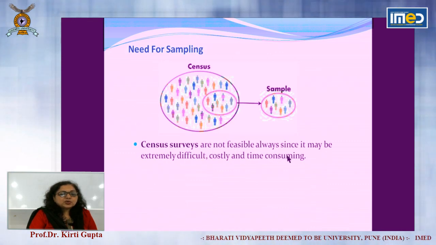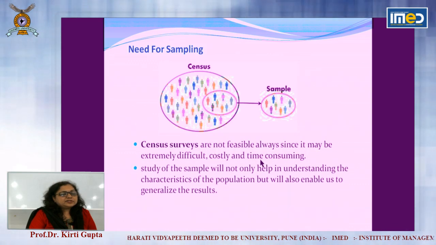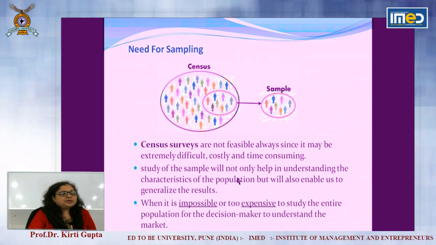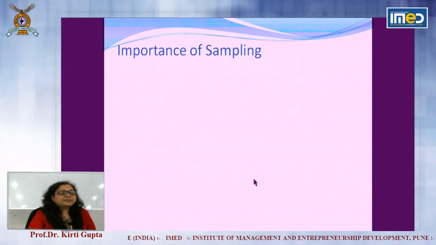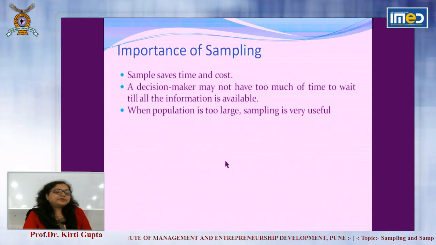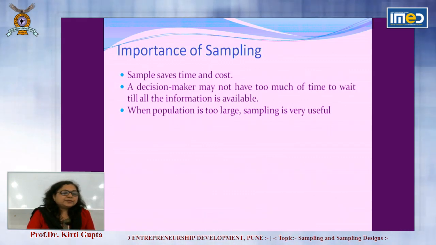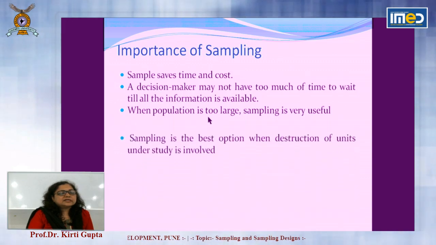Census surveys are not always feasible because they are costly and time consuming. So, sampling is a very important thing. When it is impossible or too expensive, we go for sampling. So, how is sampling important? It is important because it saves time and money, and sometimes you cannot wait till the whole data is collected.